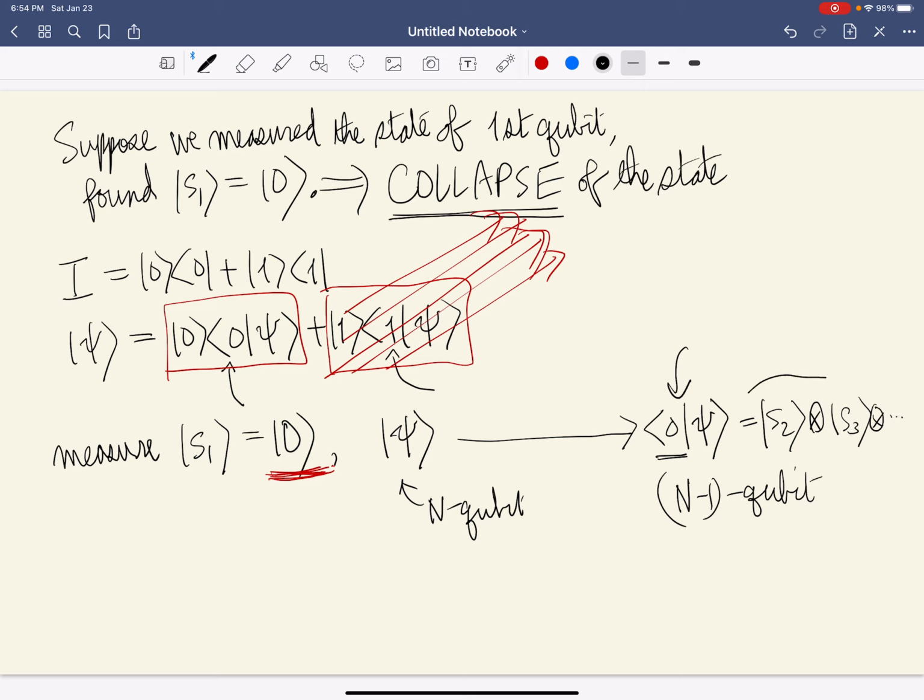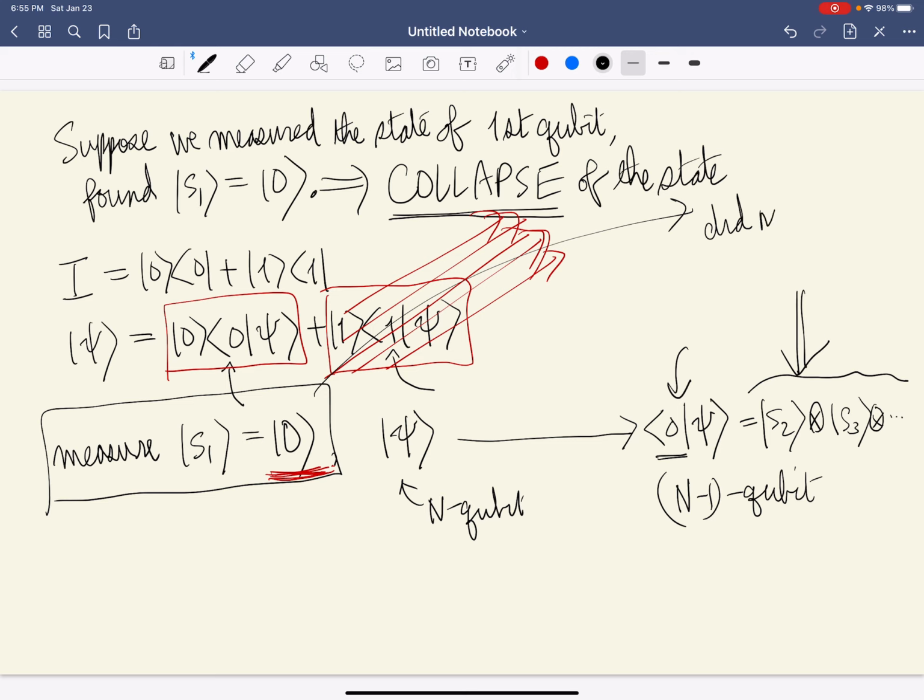So as you can see from the form of these remaining states, you can see that the measurement that we just did on the first qubit did not affect the states in the rest of the qubits.